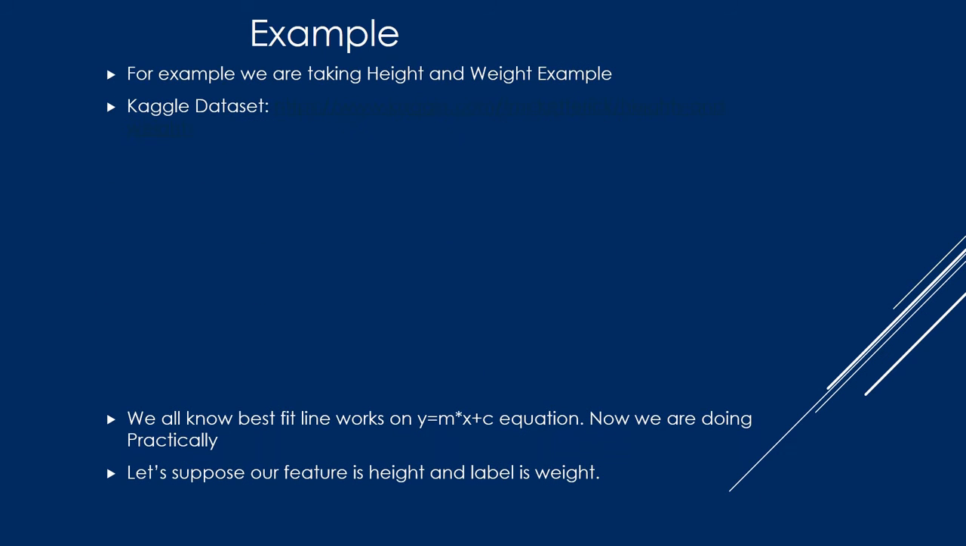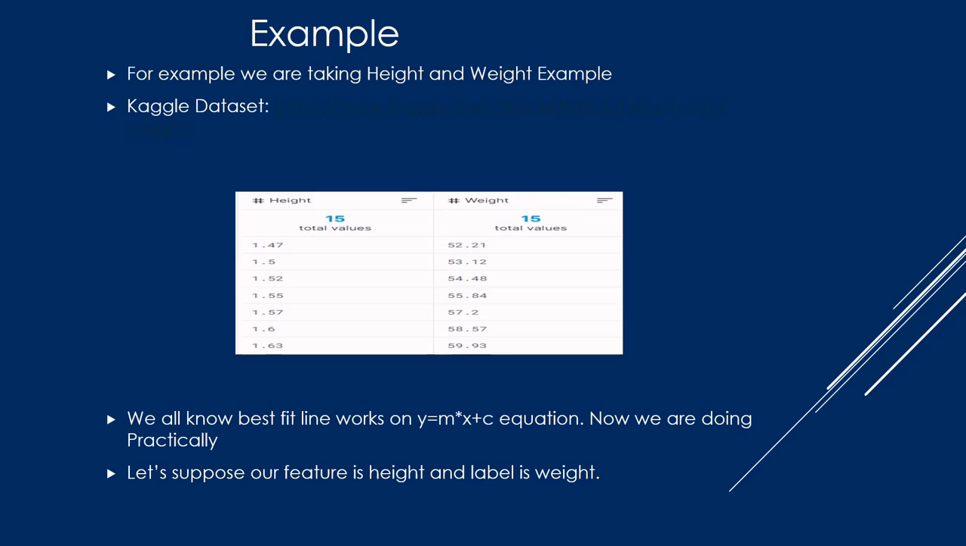Now let's take an example and try to solve it. We are taking a Kaggle dataset, for example the height and weight dataset. You will get the dataset link in the description. We all know the best fit line works on the y equals m asterisk x plus c equation. Now we are doing it practically. Let's suppose our feature is height and label is weight. Let's move to the blackboard and see the mathematics.